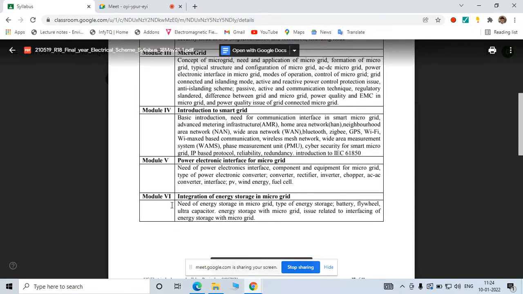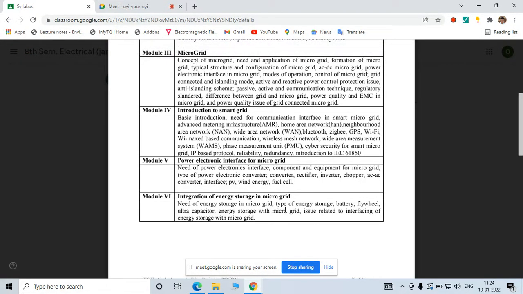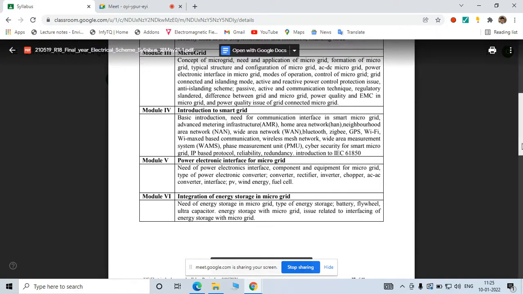And module 6 is integration of energy storage in microgrid. Here we will see some energy storing devices. Until now, we are only able to store energy in chemical form. So how to better utilize that energy for storage, by storing it and using that energy in different specific applications. We will cover that in module 6. So that is all for your syllabus.